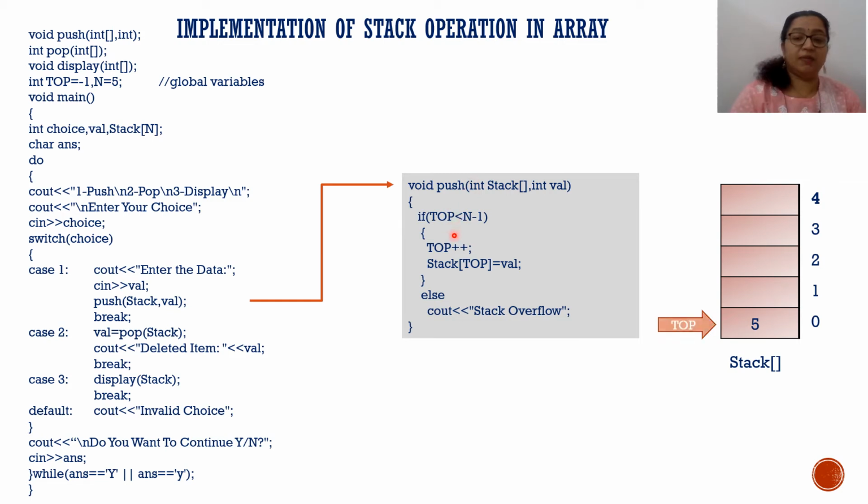So top is less than n minus 1, so top is incremented to the next position. Now see, the second number is also inserted. And again I am doing the same process for the push operation. Top is incremented and the new value entered. Again top is incremented, the new value entered. Again top is incremented, the new value entered. We press again, that means top is equal to n minus 1 now. If we enter a value again, we will get the stack overflow message.